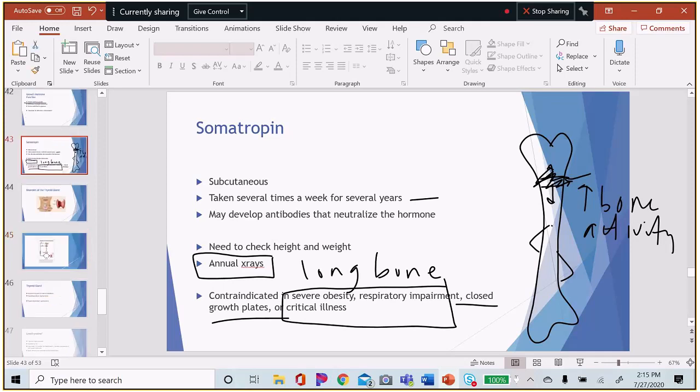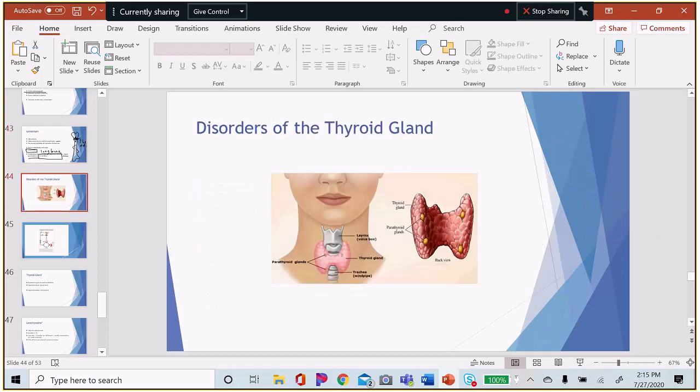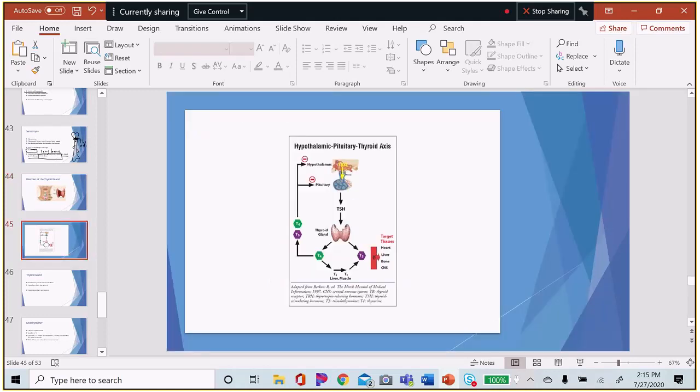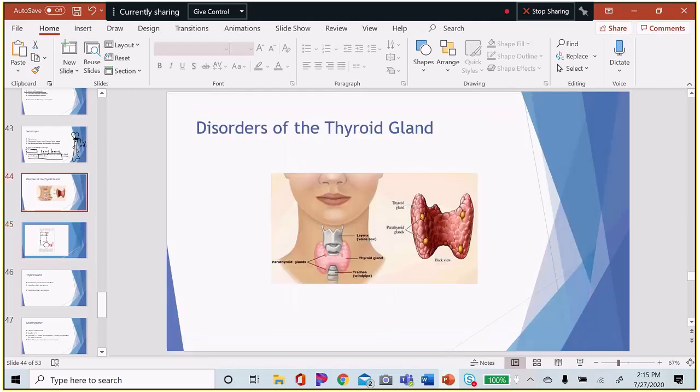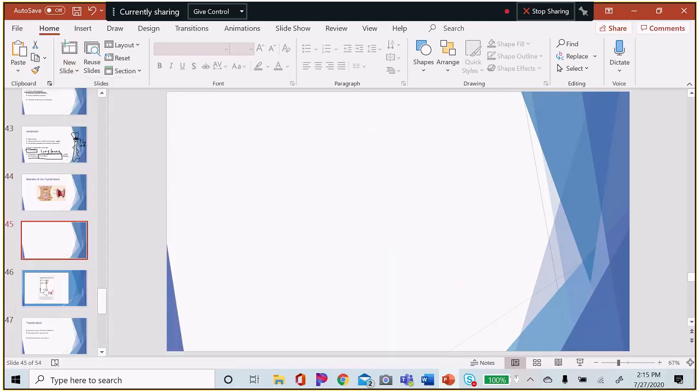So that's growth hormone. The next disorders we're going to talk about has to do with the thyroid gland. So the thyroid gland is again another example of the hypothalamus pituitary organ axis, where the hypothalamus tells the anterior pituitary this time to create a hormone called thyroid stimulating hormone that tells the thyroid gland to release thyroid hormone. So again, we're trying to keep a balance.